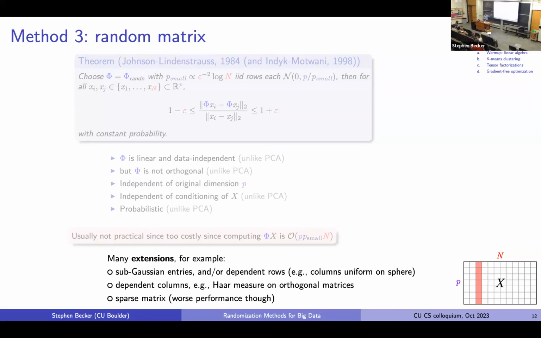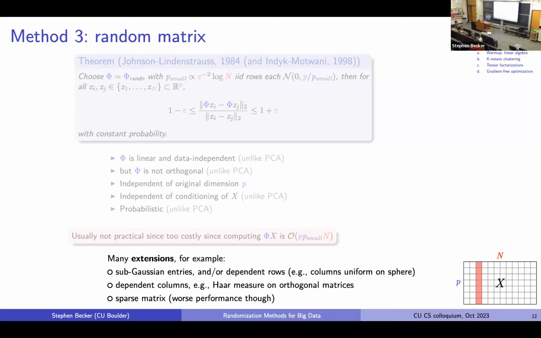I mean, in some cases, it's not a big deal. It depends on the application. But we're going to talk today about things that are faster than this. I also want to talk about generalizations. So generalizations would be like, okay, I said each entry here is IID normal. I can generalize that to sub-Gaussian, that's sort of technical. I can make dependent rows by, say, normalizing them. More exciting for us is I could have dependent columns. So we're going to come back to this, because I'm actually going to ask for cases where my phi matrix has orthonormal columns.